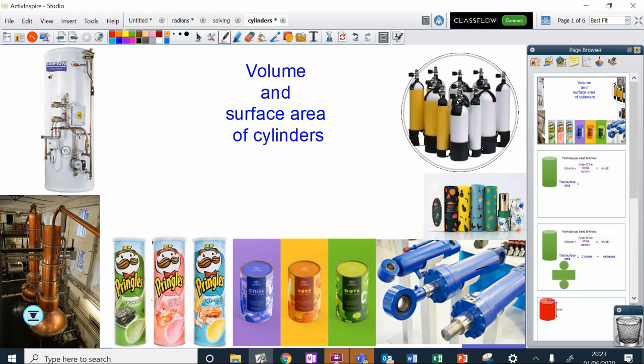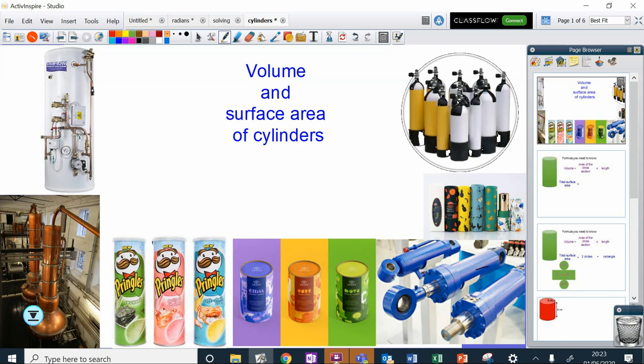At the top we've got a heating tank, and you can see the pipes are cylinders, and my personal favourite, a gin distillery, where they make all my favourite gins. Cylinders everywhere, so it's really important we understand how to make them and how to maximise areas, etc. In fact, that's not what we're doing at all, we're just working out volumes and surface areas.